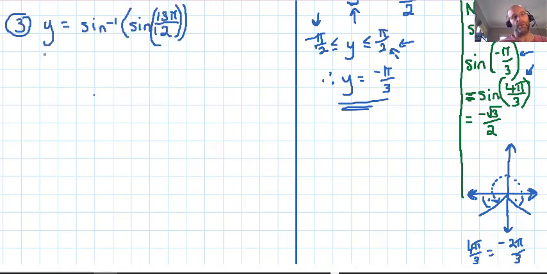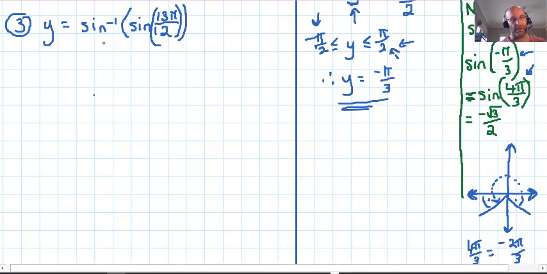Example 3, a little bit harder now. So we've got y equals inverse sine of sine of 13 pi on 12. And you might be thinking, oh, inverse sine and sine, they'll just sort of cancel each other out. Okay, I might have said 13 pi on 2 just before at the beginning of the segment. Sorry if I did. It's 13 pi on 12.